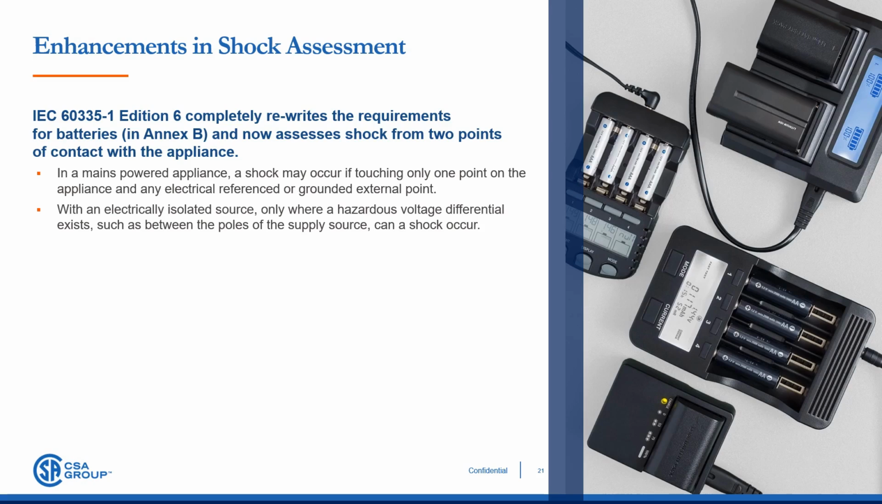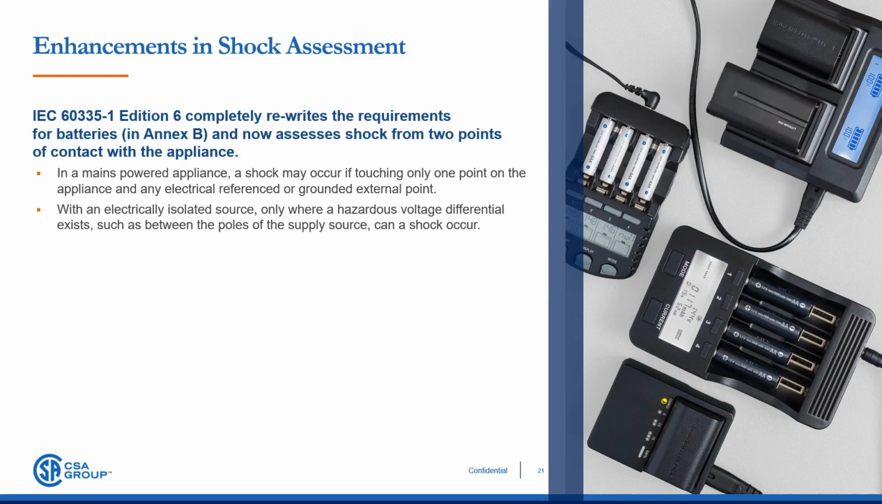For such isolated sources, the shock risk depends on the insulation between any two accessible points where a potential voltage difference exists. Notably, Annex B of IEC 60335-1, which is applicable to battery-powered appliances, has been entirely rewritten to adapt to this concept. It is important to note that a USB interface, to be compliant, is required to be supplied power from an isolated source.